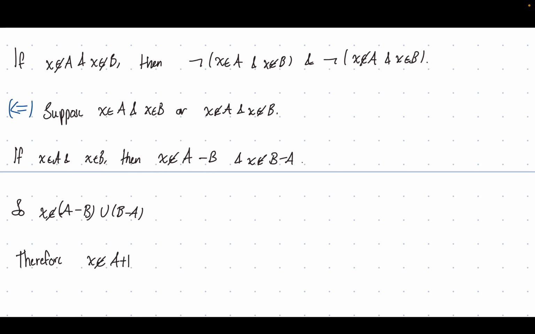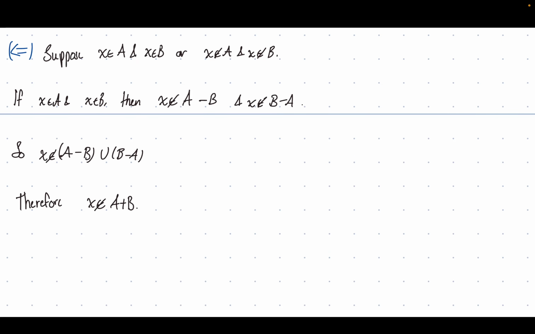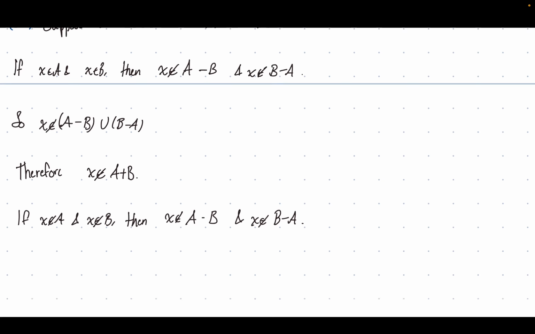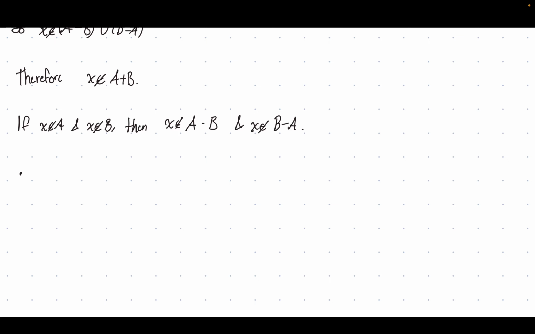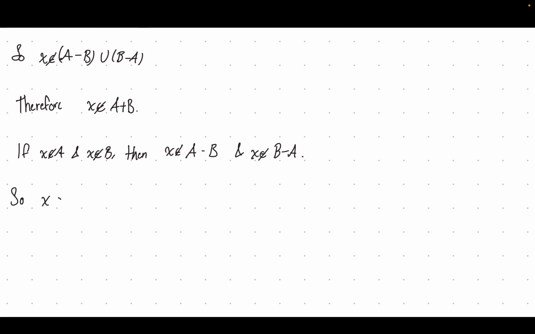Therefore, x is not in A plus B. And if x is not in A and x is not in B, then x is not going to be in A minus B because x is not in A, and x is not going to be in B minus A because x is not in B. So, again, x is not in A minus B union B minus A, and thus this x is not in A plus B either.